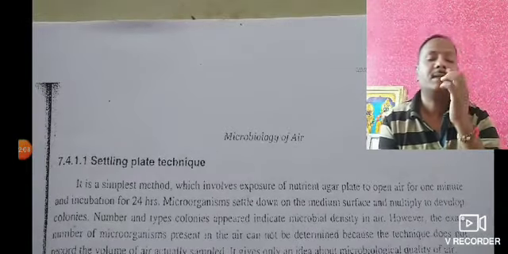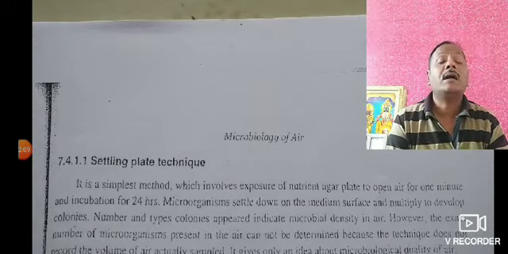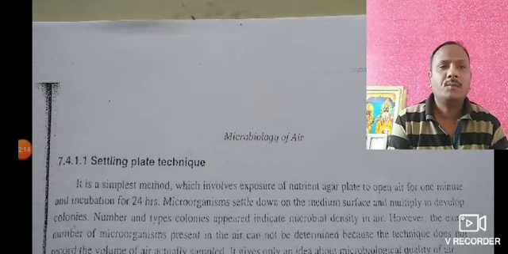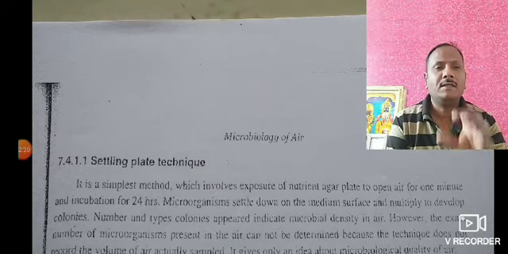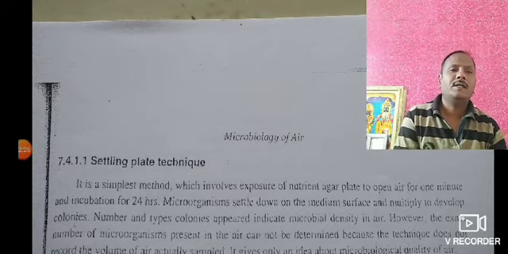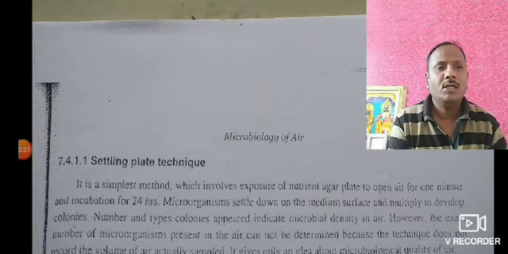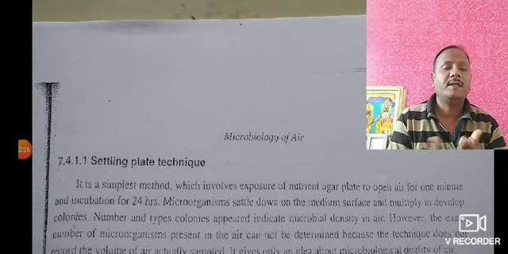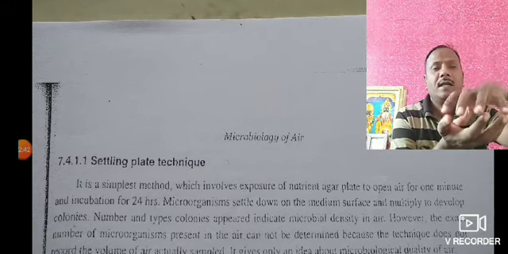In this method, initially we have to prepare a nutrient agar plate at laboratory level. We prepare the nutrient agar medium in a conical flask, plug it with cotton, and autoclave it at 121 degrees for 15 minutes. It means the sterilization process is carried out. Afterwards, you add that medium into a plate, called a Petri plate, which is useful for the settling plate technique.